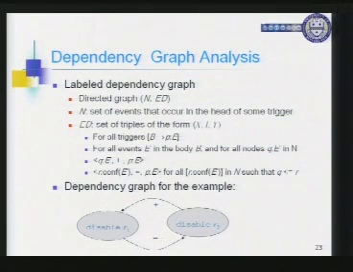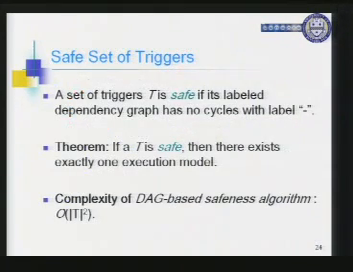And by using analysis of this directed graph to find cycles which have particular labels, we could identify those trigger sets which can possibly generate ambiguous semantics. So the result basically is, if you have a set of triggers, we can say it is safe if the level dependency graph has no cycle with a particular label. And the cycles can be detected in polynomial time.